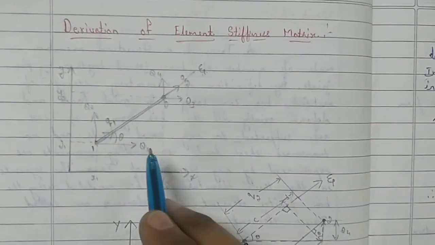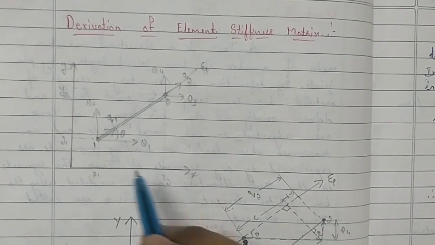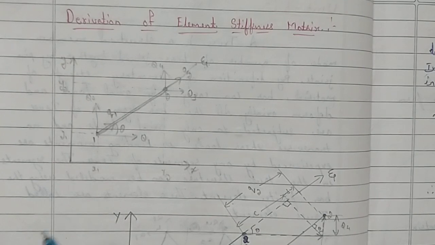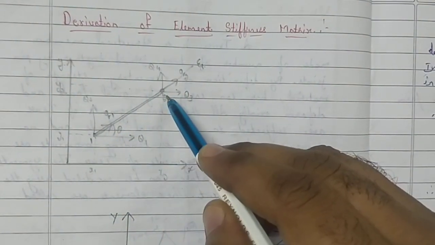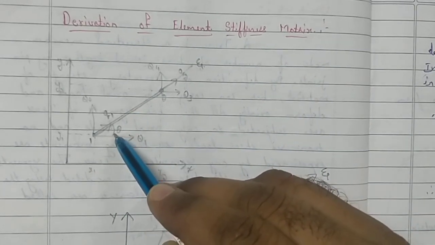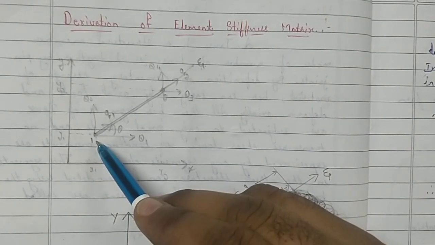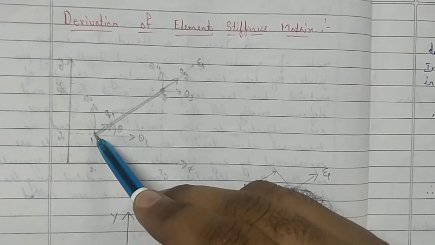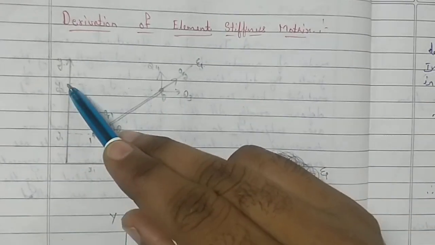So let us consider a truss member in the global coordinates. This is in the x and the y coordinate. So let us consider a truss member here, that is 1 and 2 of element 1, at some angle, that is at an angle of theta. Let me write the coordinates. So node 1 is x1, y1, and node 2 is x2, y2.